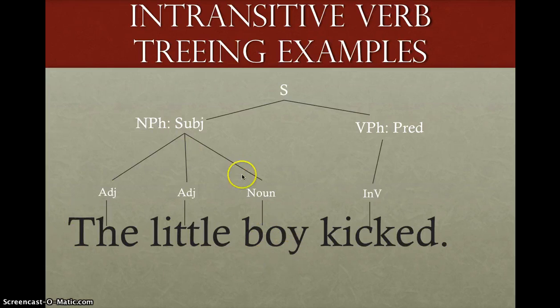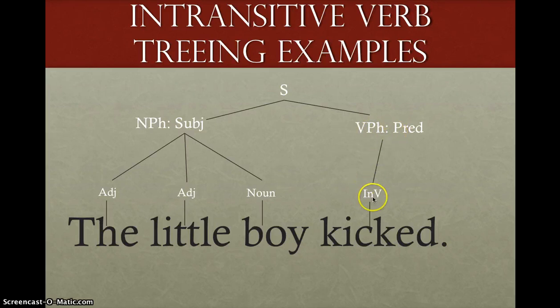In this noun phrase, the noun is boy. The noun from the noun phrase is boy. But two adjectives that describe that noun are the and little. So they go up into the noun phrase. The little boy is all one phrase. Does that make sense? Now we're left with the verb phrase.